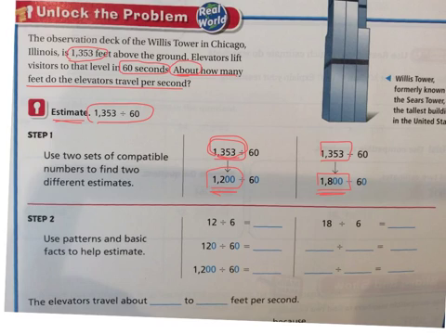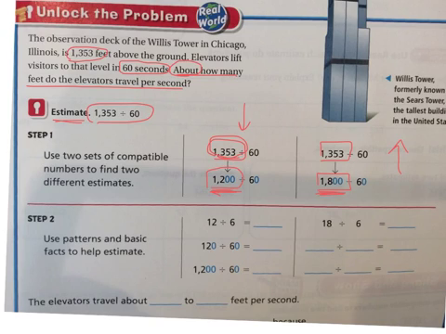They are compatible because they're easily divisible, but let's take a look. Is 1,200 less than or more than the original number? Less. What about 1,800? More. So we're picking one estimate that's a low estimate, lower than the original number, and another that's a high estimate, higher than the original number. Why is that a good idea?